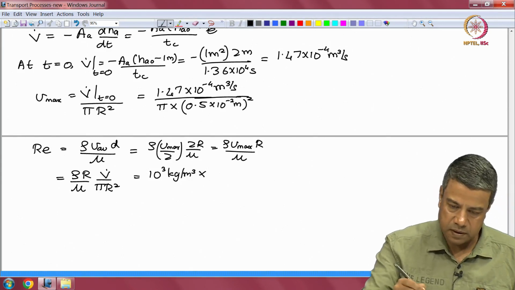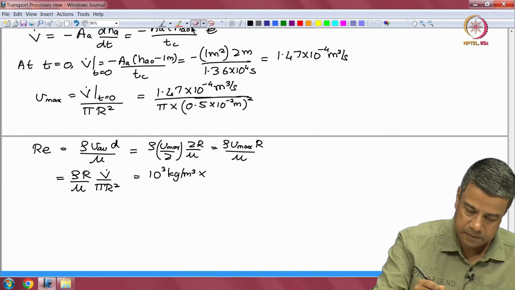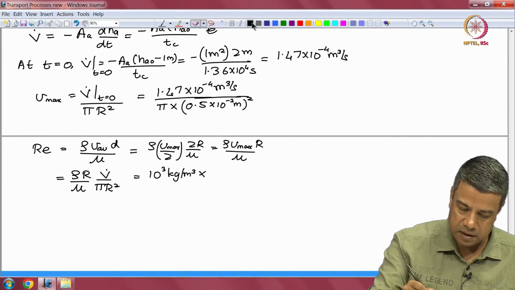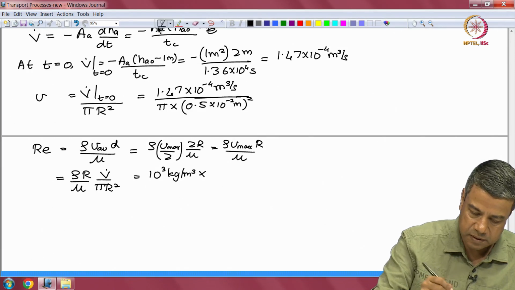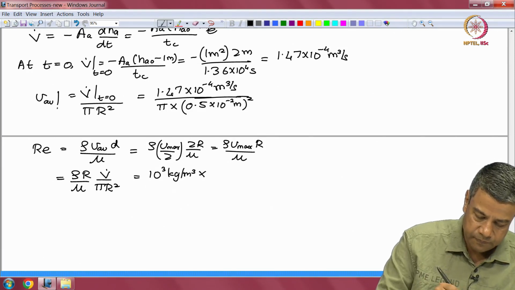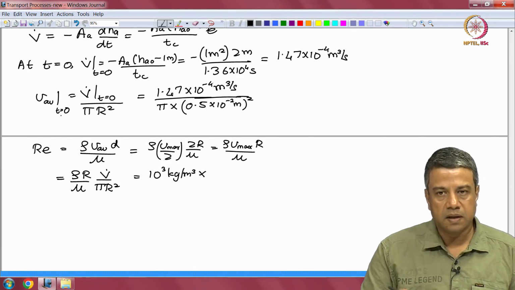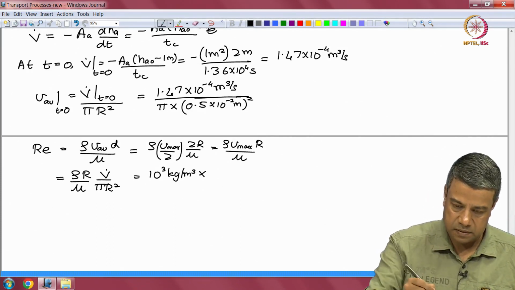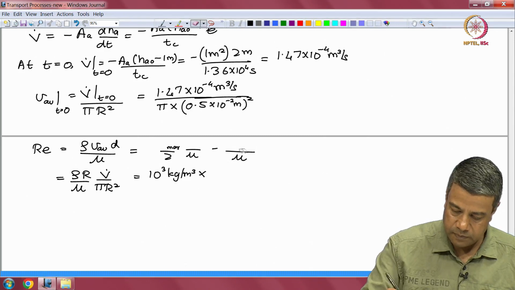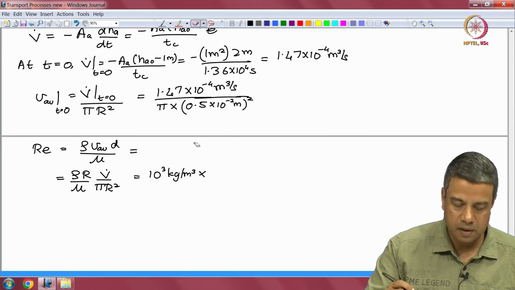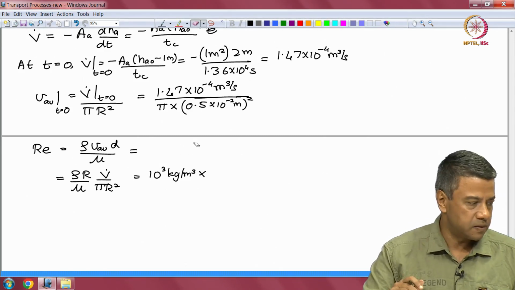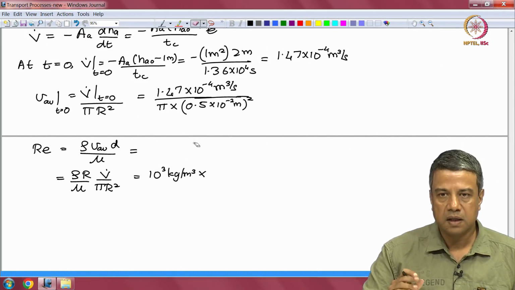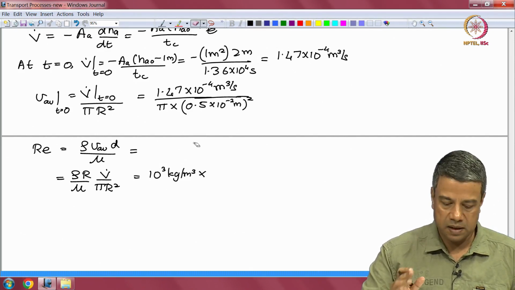Okay, I should be careful here. This is actually the average velocity. V dot by pi r square is the average velocity at t equal to 0. That is the maximum of the average velocity at the initial time. The volumetric flow rate divided by pi r square is the average velocity, and it has the maximum value at t equal to 0.